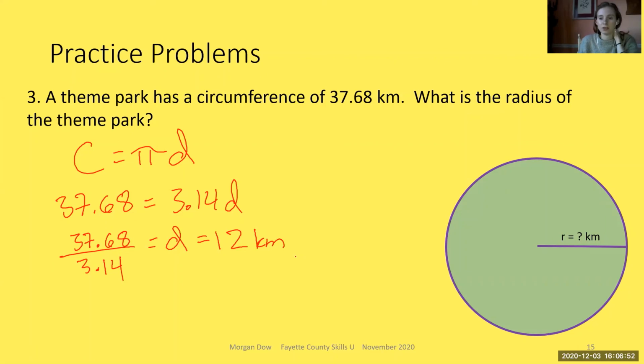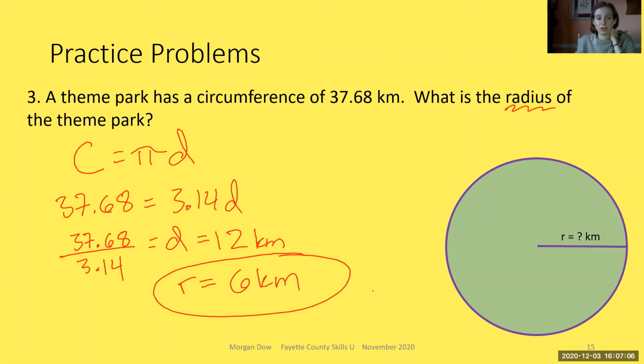Am I done answering this question? No, I am not, because the question is actually asking about the radius. So my diameter is 12. That means that the radius is 6 kilometers. So this is a pretty big theme park that we're talking about here, right? That's about a 5-mile radius that we're talking about.